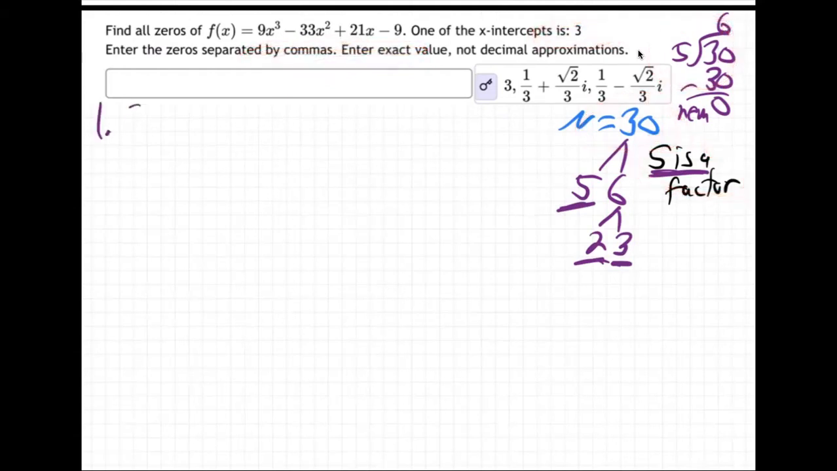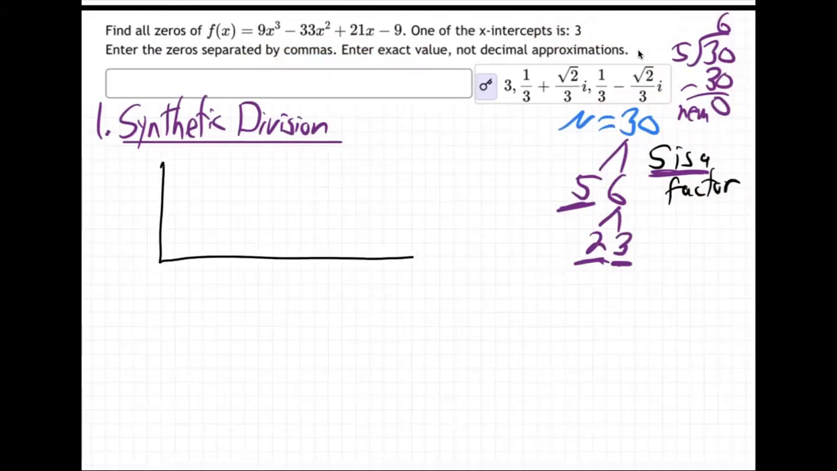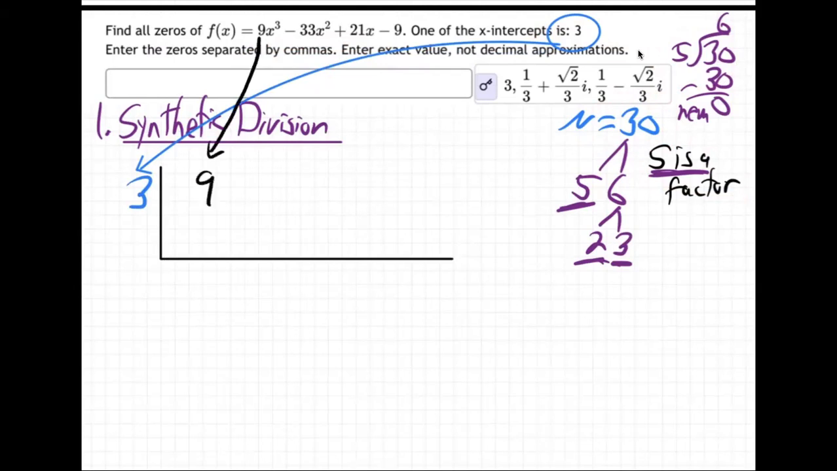So step 1, synthetic division. Here we come. And so you grab the 3 they gave you, and you put it right out there. And then you grab the coefficients, like the 9, and the minus 33, 21, and the minus 9, right?